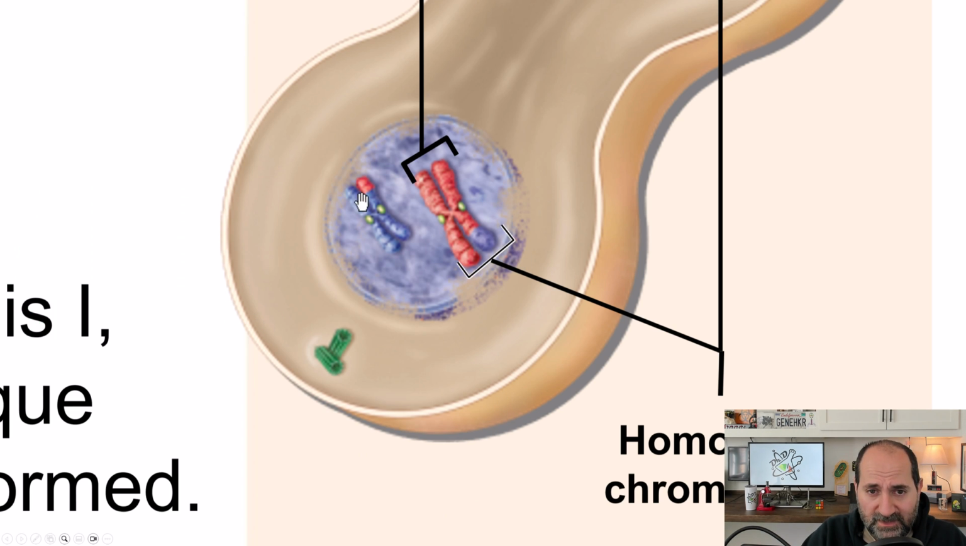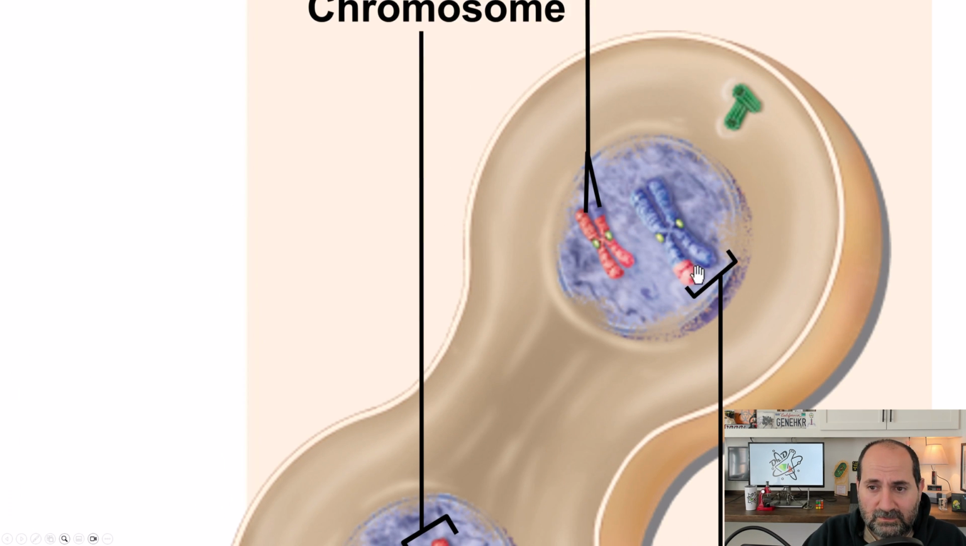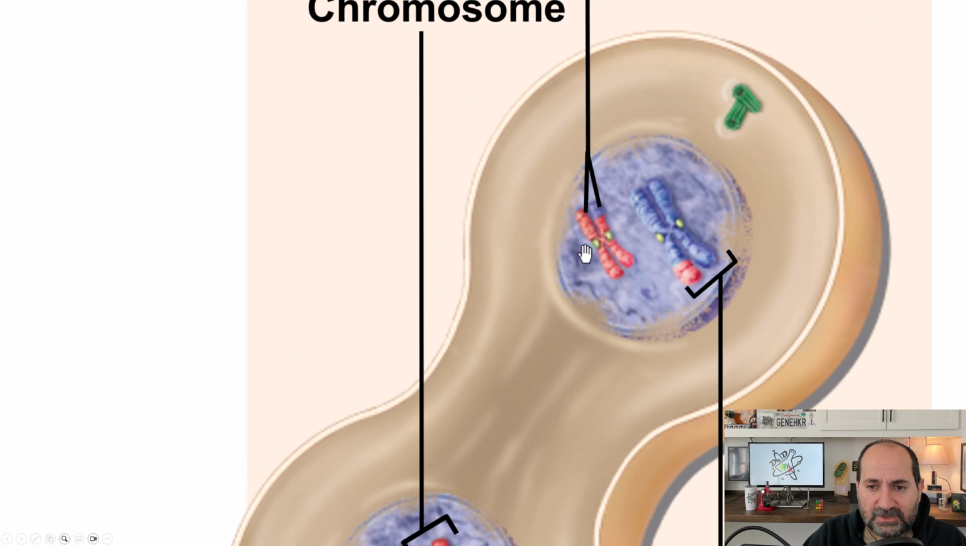This cell obviously does not have that. It does not have 1 set from mom and 1 set from dad. This is 2 copies of mom's chromosome 1. There's 0 copies of dad's chromosome 1. Both copies of dad's chromosome 1 are over here, right? And then this cell has 2 copies of dad's chromosome 2 with 0 copies of mom's chromosome 1. Both copies of mom's chromosome 1 went to the other cell.